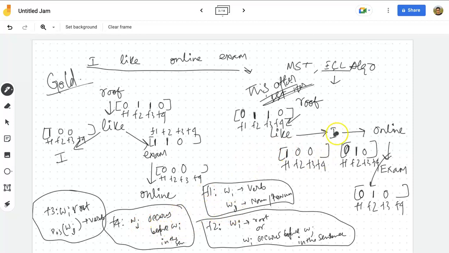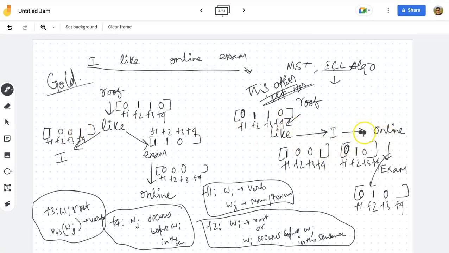So "wj", so this "I" occurred before "like"? No. Yeah, it is true, because "like" occurs before "I", so it will be 1. So here also it will be 1.